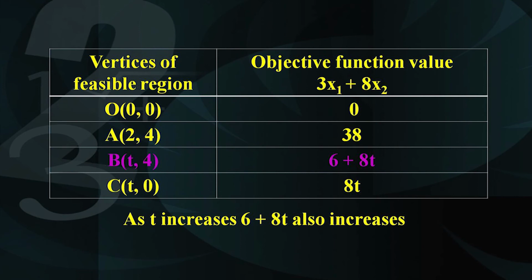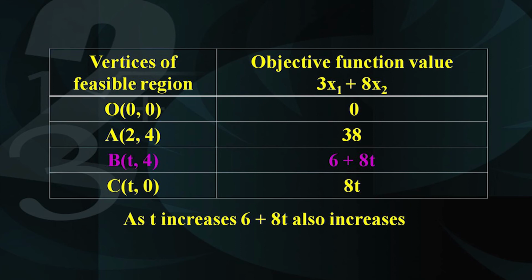As before, the value of the objective function at the point O (0, 0) is given by 0. The value of the objective function at the point (2, 4) is obtained as 38. Similarly, the value at any point B given by (t, 4) is 6 plus 8t. So, if you substitute this in that equation, you will get 6 plus 8t. Similarly, the value of the objective function at the point C given by (t, 0) is 8t.